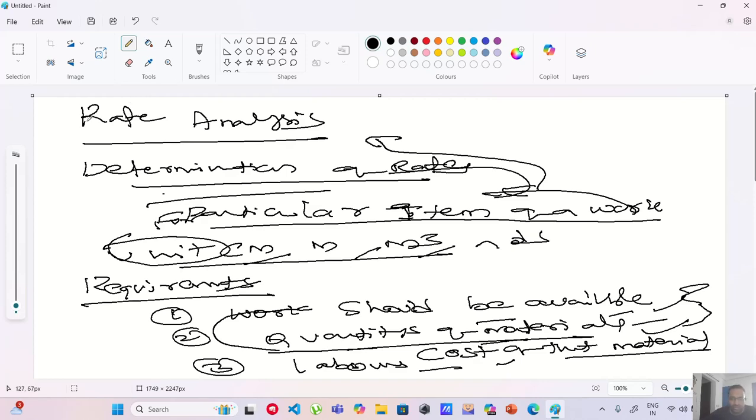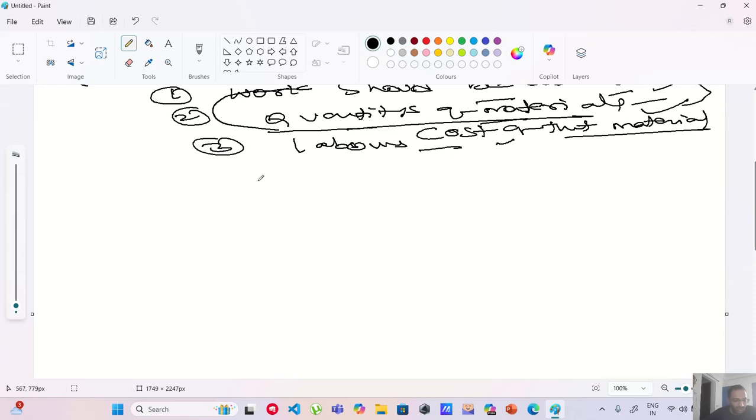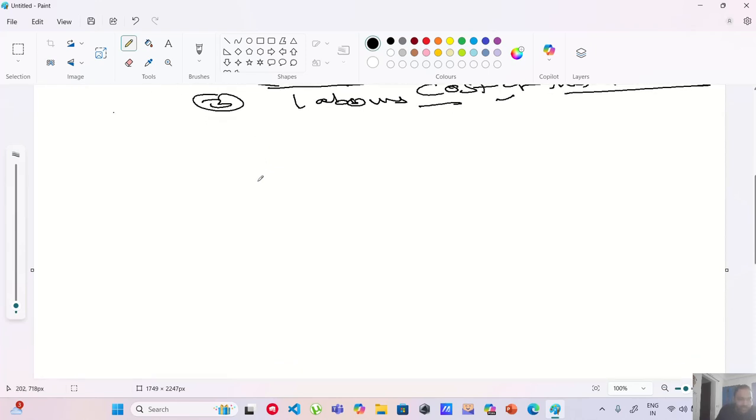And along with this, we'll go to a small definition. We can call it overhead. In the rate analysis, a very important point here is overhead. What is meant by overhead, or otherwise overhead cost? It is very important for a 2 marks question. What is meant by overhead cost?